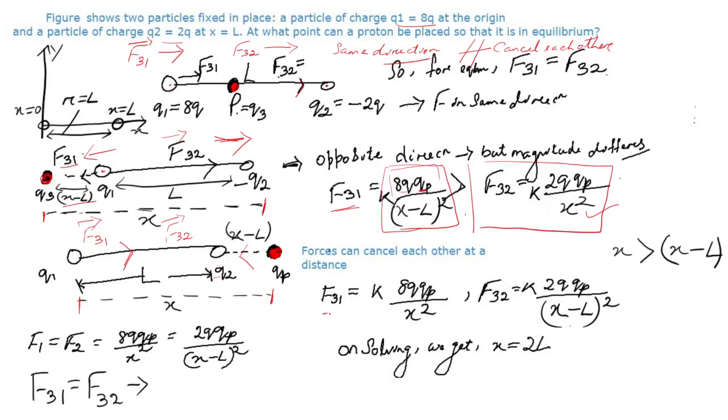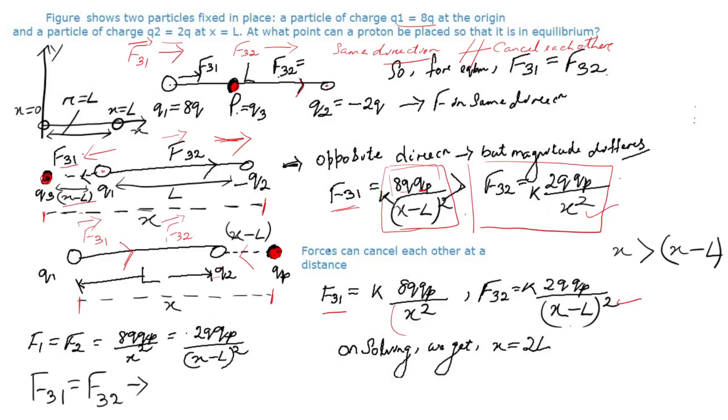So what should be F31? That is K, where K is 1 by 4 pi epsilon 0, into 8Q into QP by x square, since x is the larger distance. And F32 is equal to K into 2Q into QP by the square of the smaller distance. So an equilibrium point may exist, because the forces can cancel each other, and the magnitudes can also cancel each other.